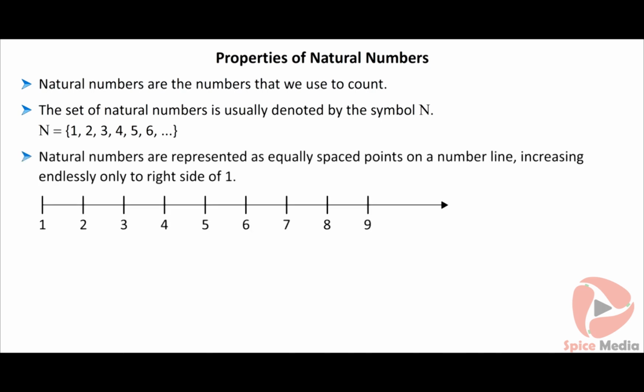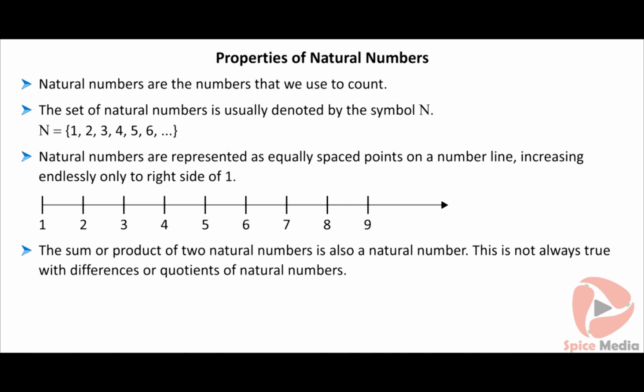Natural numbers are represented as equally spaced points on a number line, increasing endlessly only to the right side of 1. The sum or product of two natural numbers is also a natural number. This is not always true with differences or quotients of natural numbers.